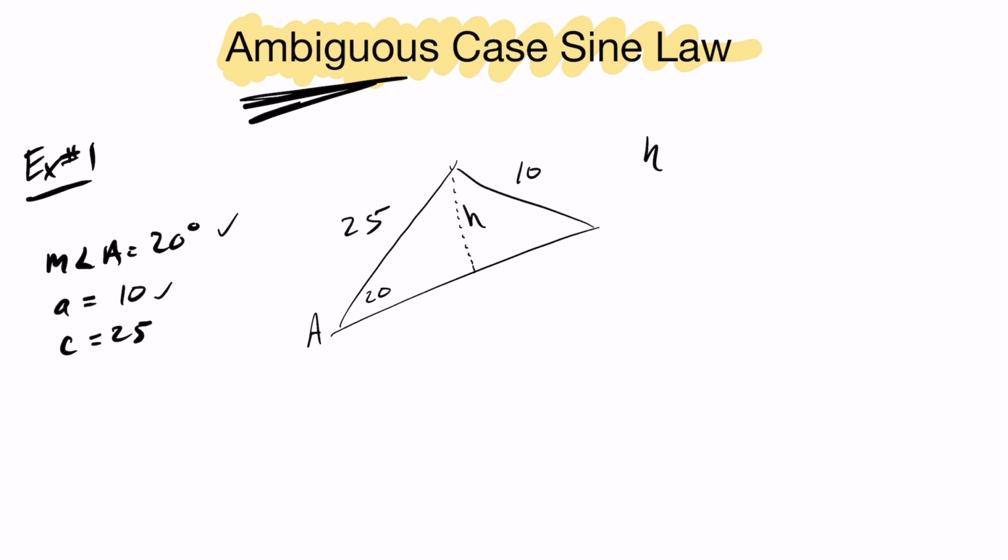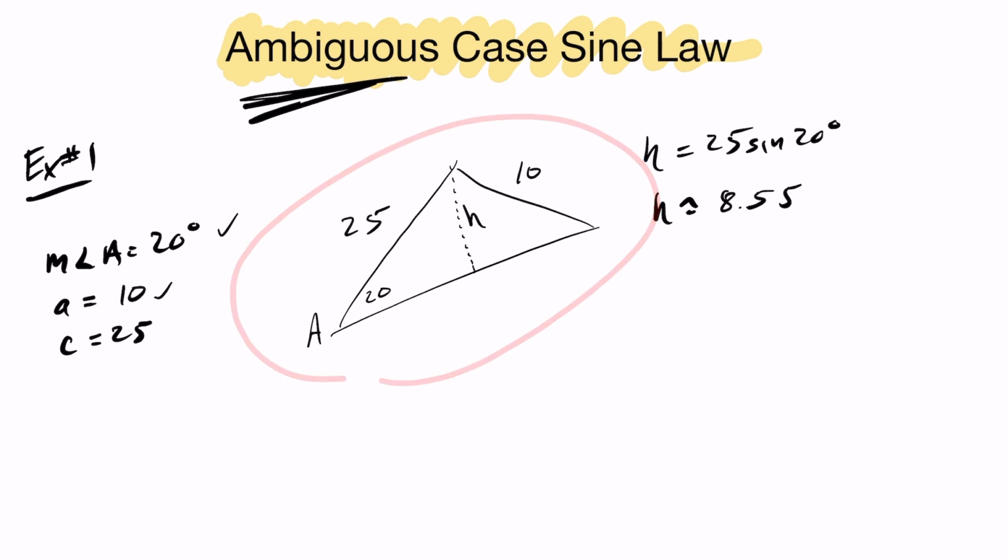If I find the height of the triangle, I know that my h value is going to be 25 sine 20 degrees. And if I calculate that, we end up getting 8.55 as the height of this triangle. So you see, since this is 8.55, I know that the acute triangle I've drawn exists, it makes sense. You can create this triangle.